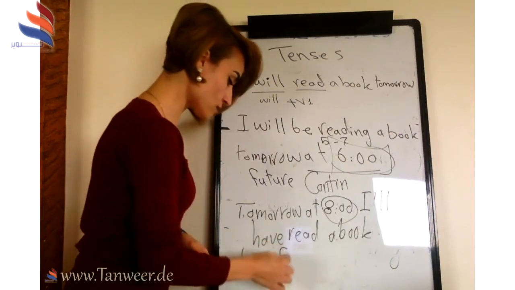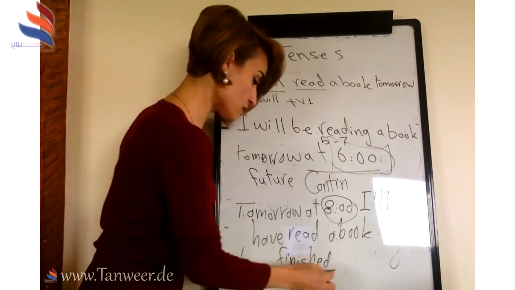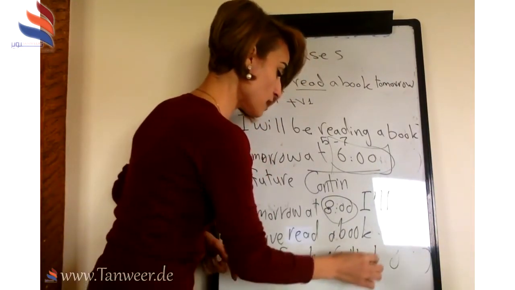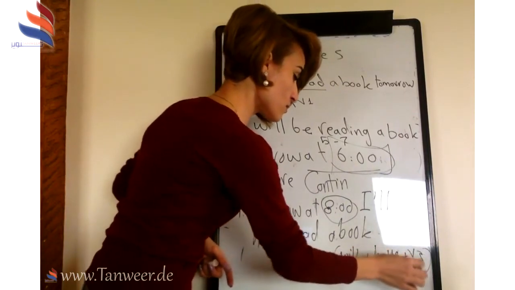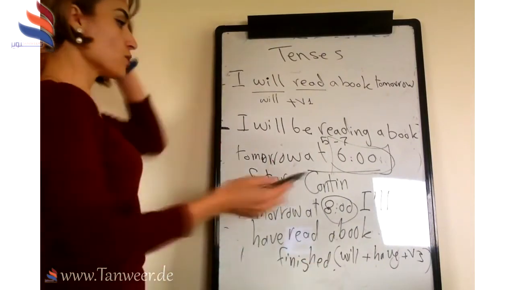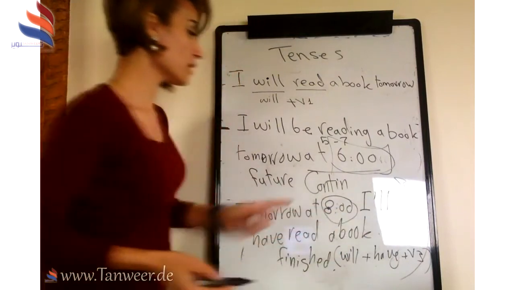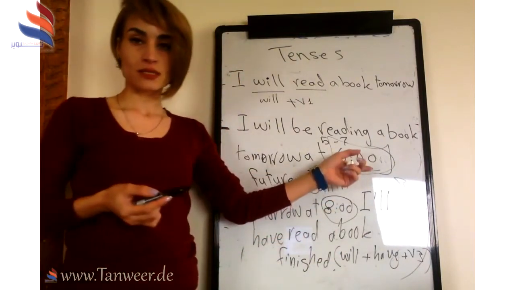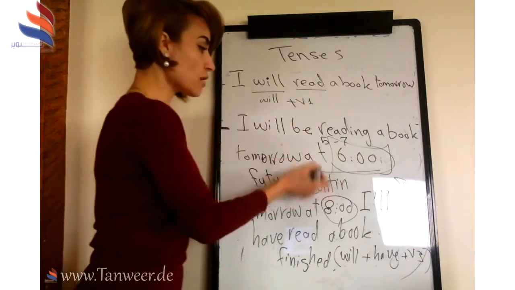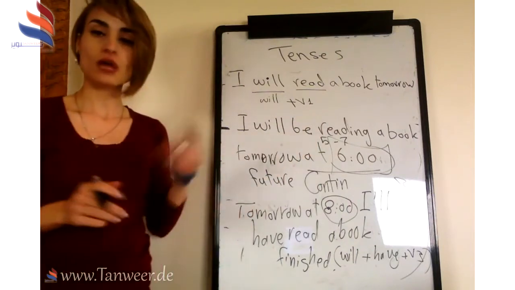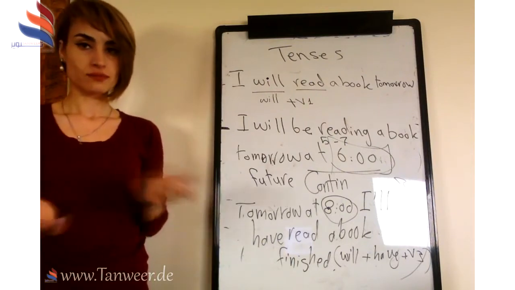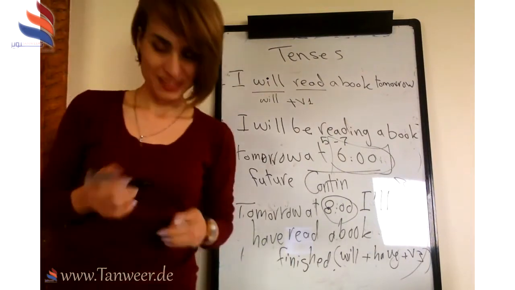So this is a finished activity. Since it's finished, I use will plus have plus verb 3. Finished action in the future. Okay? But let me go back to this sentence. At 6 o'clock, it's not finished yet. It's tomorrow, so future, but it's not finished. So I must use continuous, which is like, I will be reading a book tomorrow at 6 o'clock. Clear? I hope it's clear.